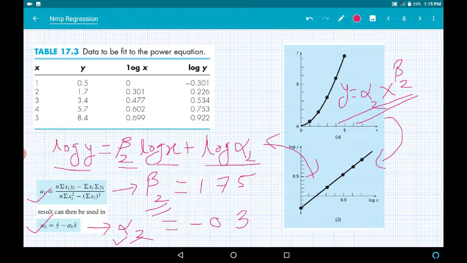So what will we require for beta 2? I will require this formula, n summation xi yi minus summation xi into summation yi. What is n in this case? Number of data points. So there are 5 data points, so n is 5 here.